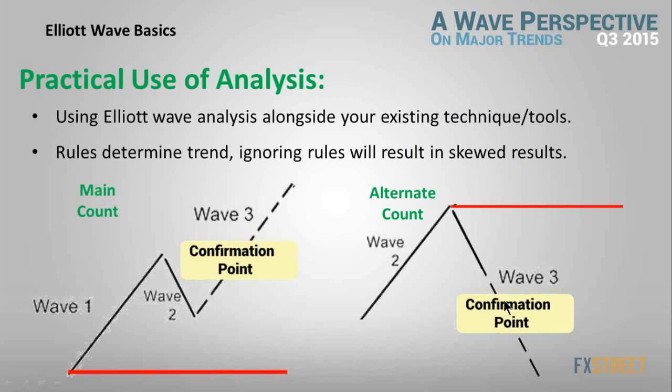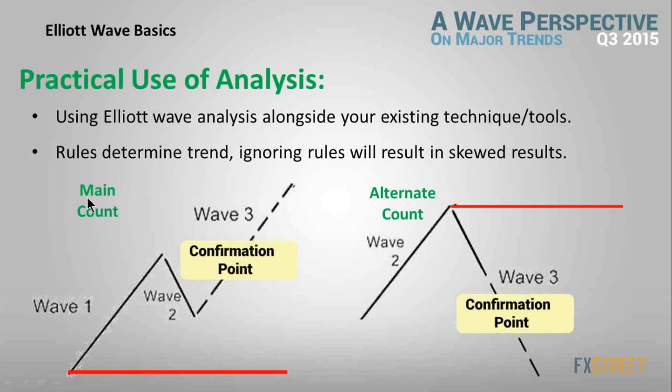Now, let's move to the practical use of Elliott wave analysis. Earlier, I talked about the best way to use Elliott wave analysis and mentioned that there are 2 answers to that question. The first is by using Elliott wave analysis with your existing trading technique, and the second point is that most of the time we provide 2 counts, a main count and an alternate count, each count with its own confirmation point to cover the probabilities of a given pair. We all know that the forex market is ultimately a game of probability. Both counts are technically valid counts.